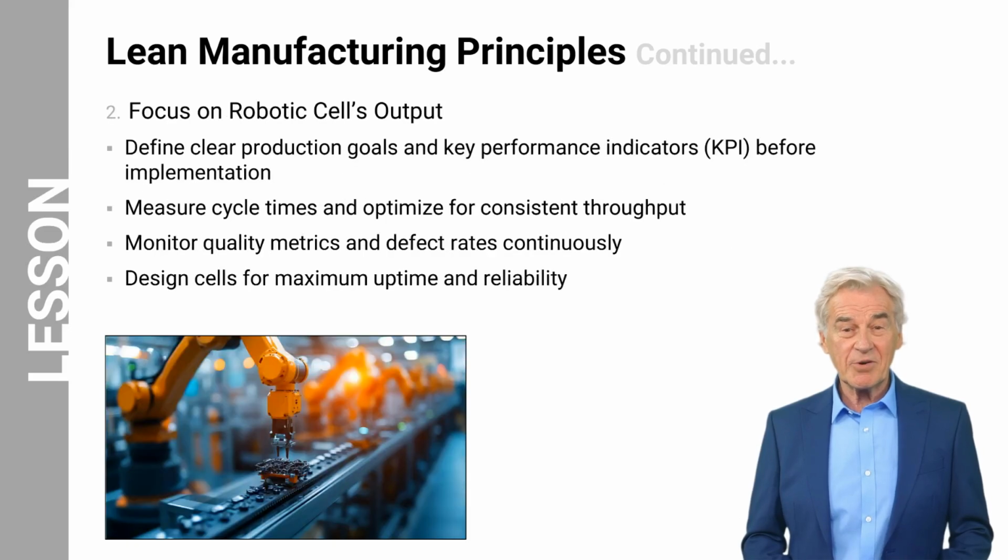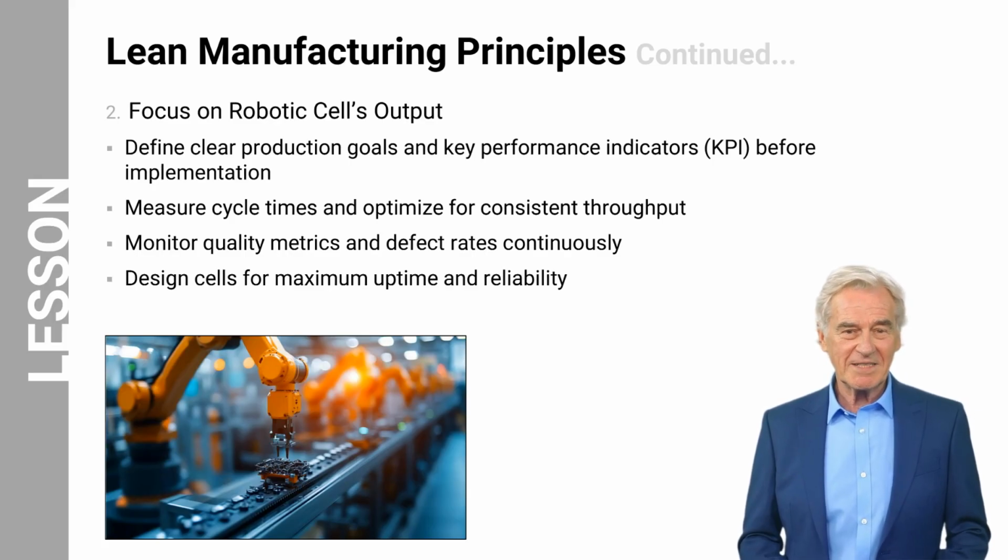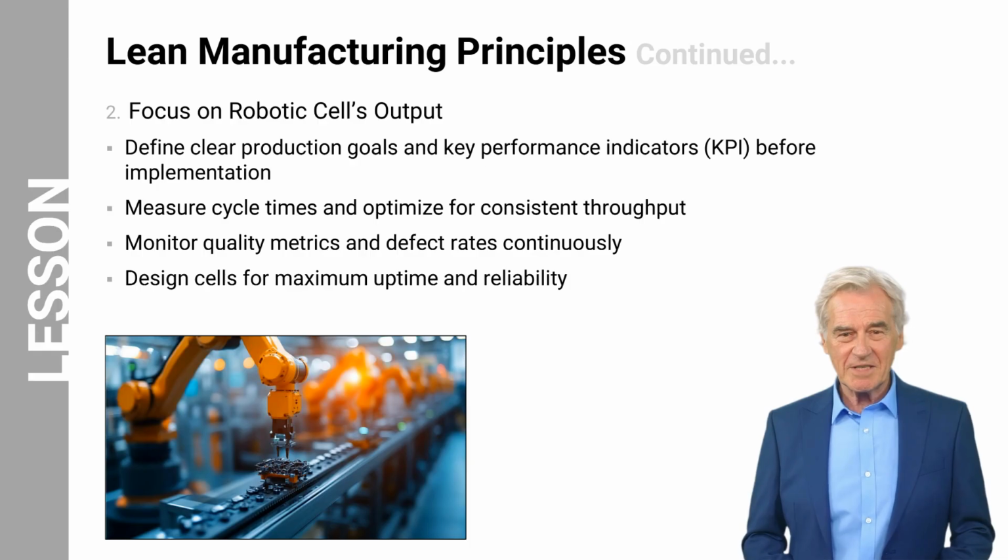The second principle is to focus on the robotic cell's output. This principle emphasizes that successful automation must be driven by clear performance objectives. Before implementation, organizations need to define specific production goals and key performance indicators, abbreviated as KPIs, that align with business needs. The focus remains on measuring cycle times and optimizing processes to achieve consistent throughput.